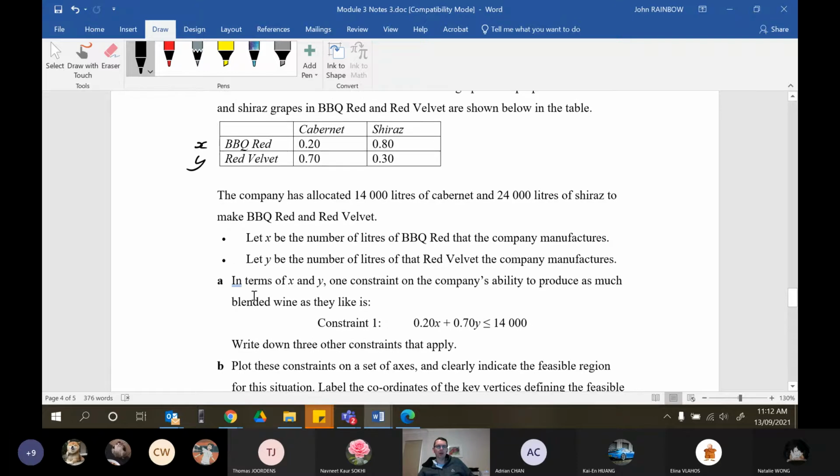14,000. I'd like you guys to spend 2 or 3 minutes, from this information, writing the other 3 constraints that apply. Have a go at that one. I'll give you 2 minutes, see if you can come up with that. So grab out a pen and paper. You also want to get out your CAS as well, and have a go at that.